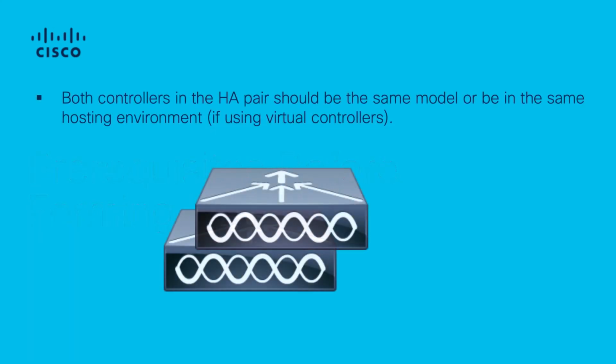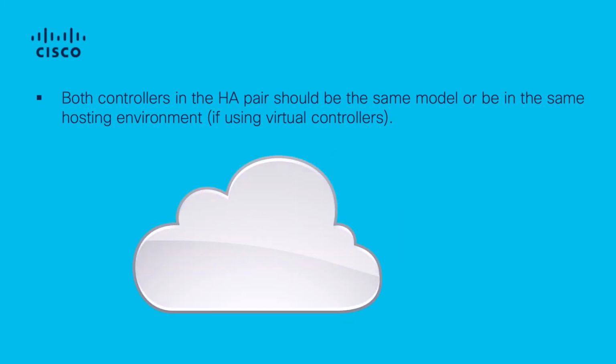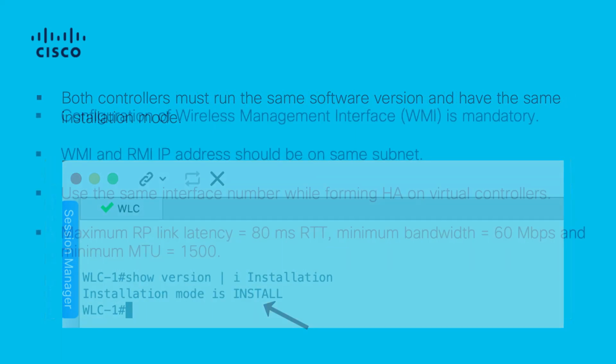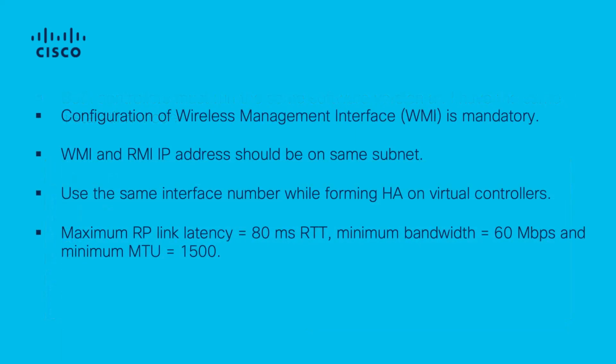Both controllers in the HA pair should be the same model, or be in the same hosting environment in case of virtual controllers. Both controllers must run the same software version and have the same installation mode. Configuration of the wireless management interface is mandatory. WMI and RMI IP addresses need to be on the same subnet. Use the same interface number while forming HA on virtual controllers.